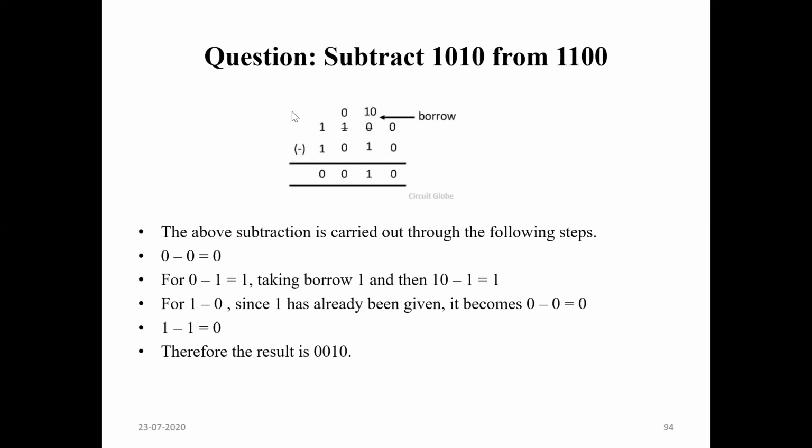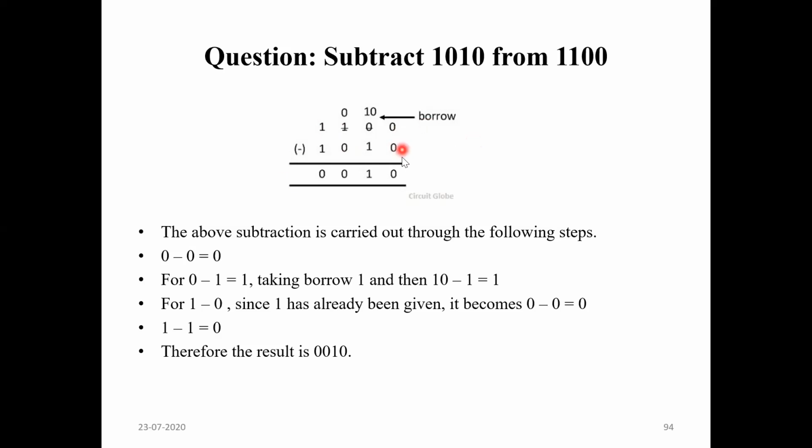Suppose I give you a question: subtract 1010 from 1100. So you write it like this, the number from which I am subtracting, and then I am subtracting 1010, one below the other. Okay, so let us start subtracting.